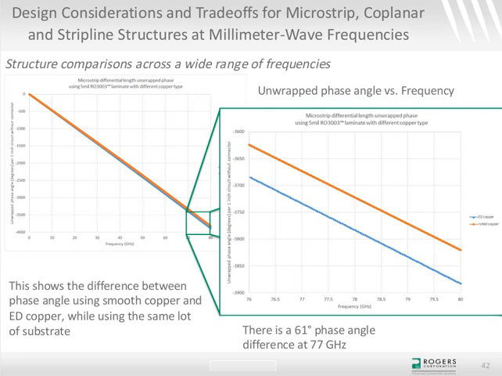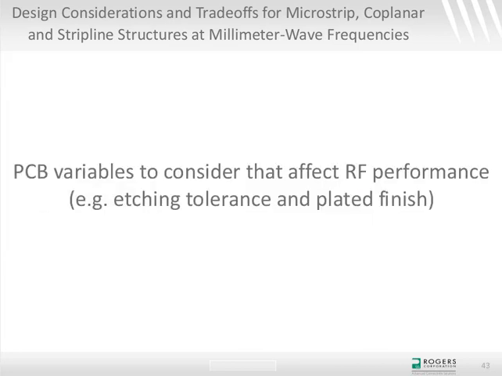So if you are interested in using these different coppers, you need to make sure you understand that there is a phase angle difference just due to the copper surface roughness. And essentially, a rougher copper is going to slow the wave down for phase velocity, and it is going to change the phase angle as well.